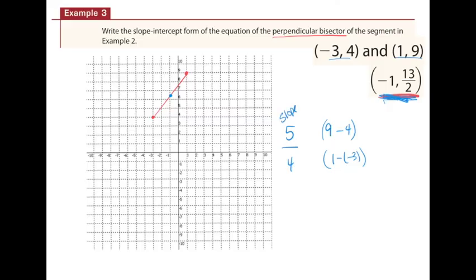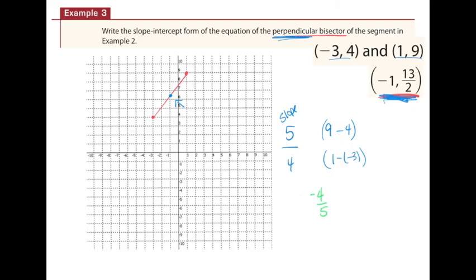So I have a point that I'm going to go through, and I know the slope of the line that I'm going to go through, right? That's not the slope I need to use, though. What specifically did they say about this line that I'm going to use? It's perpendicular. So what do I need to do to this slope? I need to flip it, so it's going to be 4 over 5. And I need to change the sign. It was positive. I need to make it negative, right? So now I know the slope that I'm going to use.